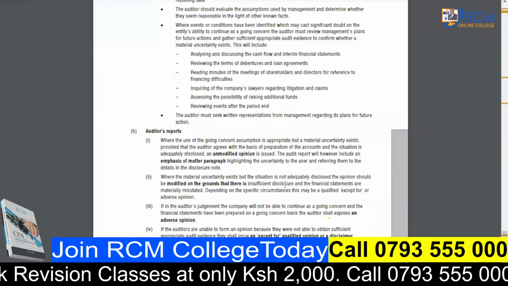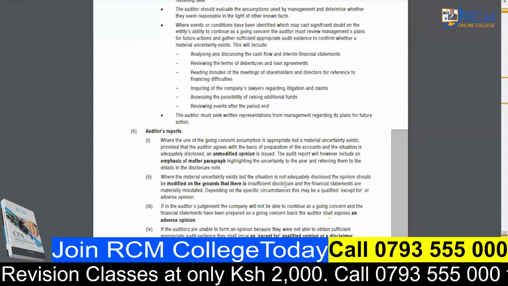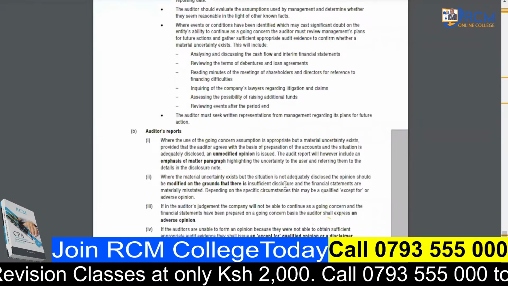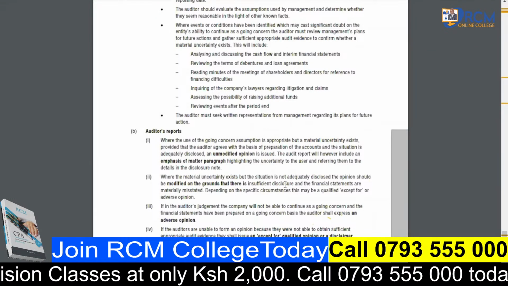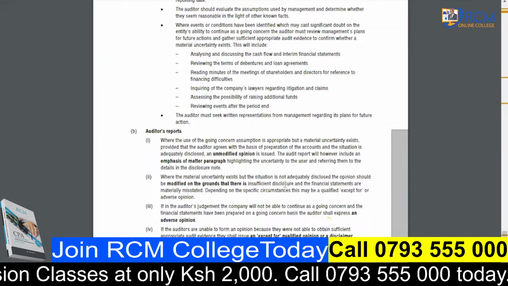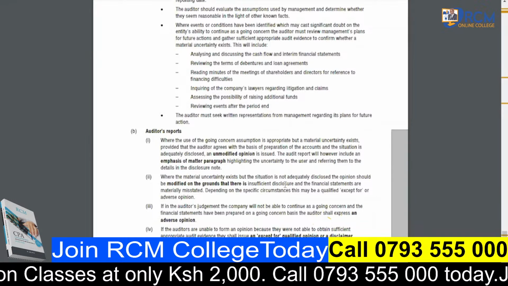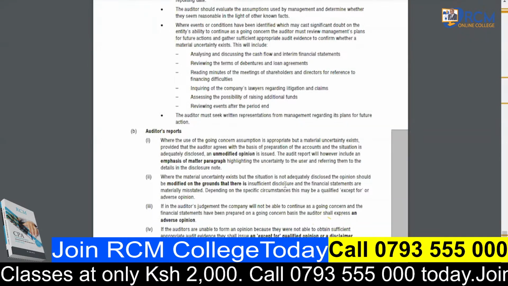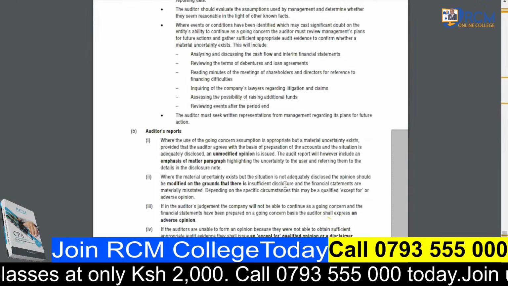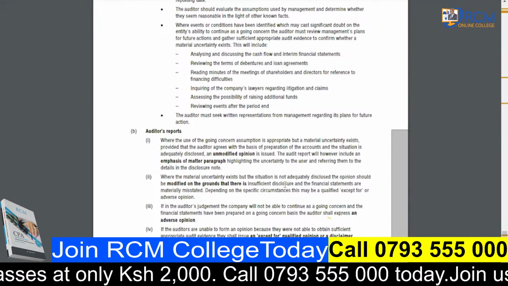Note 4, if the auditors are unable to form an opinion because they were not able to obtain sufficient appropriate audit evidence, they shall issue an except for qualified opinion, or a disclaimer, depending on how our scope as auditors here was limited.